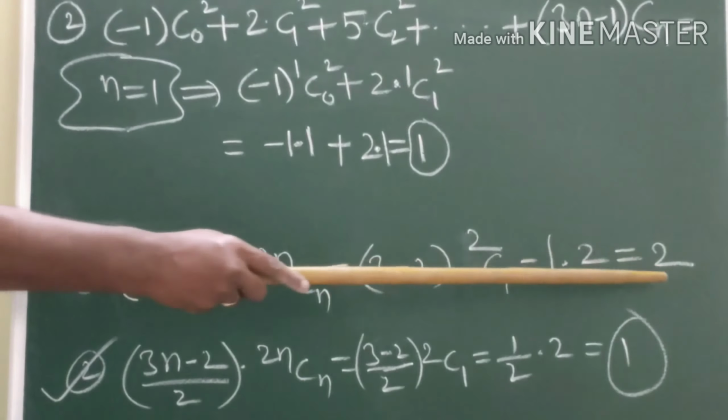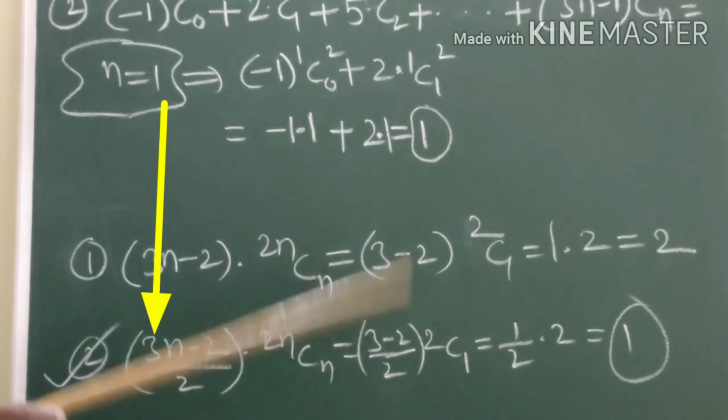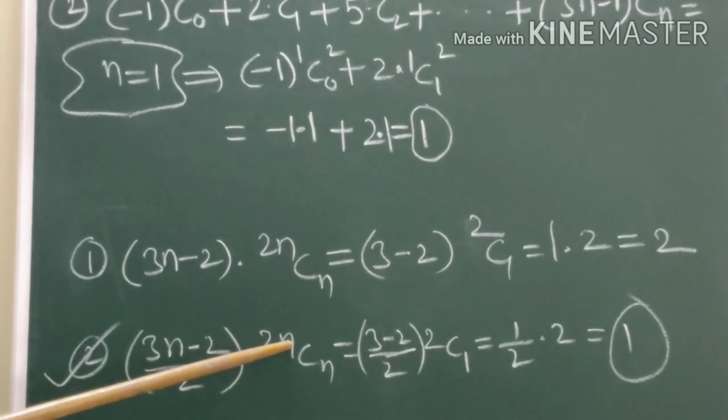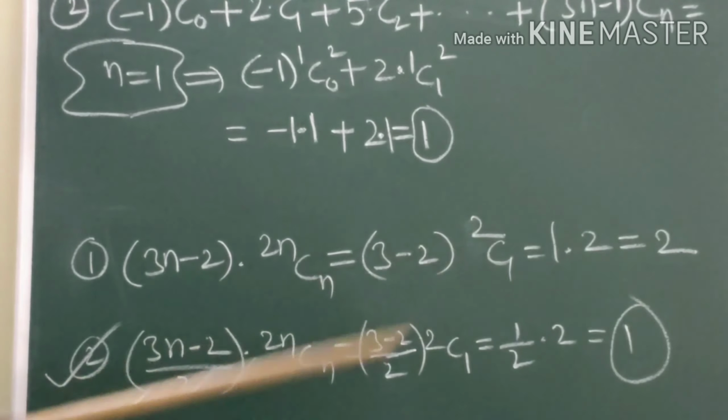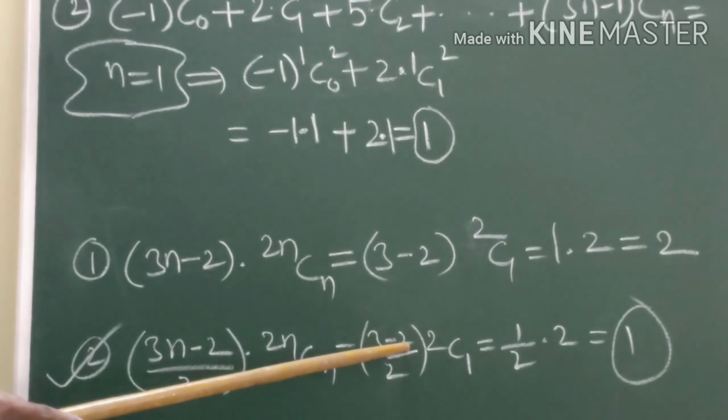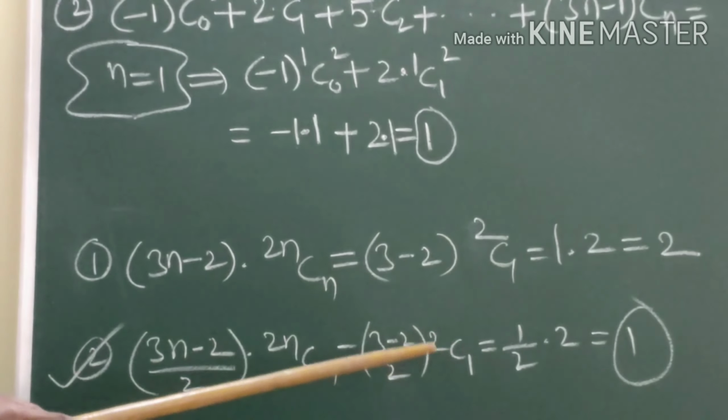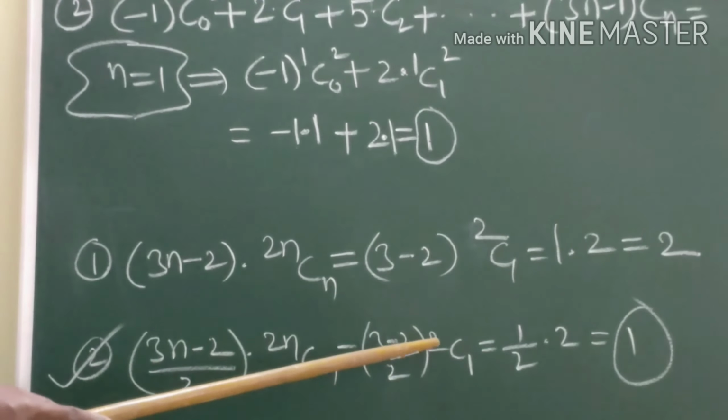Second option, (3n minus 2) by 2 into 2nCn, that is equal to 3 into 1, 3 minus 2 by 2, into 2 into 1 C1, which is 2C1. That is equal to 3 minus 2, 1 by 2, into 2C1, which is nothing but 2, and the 2s cancel, we get 1. Second option answer is 1.